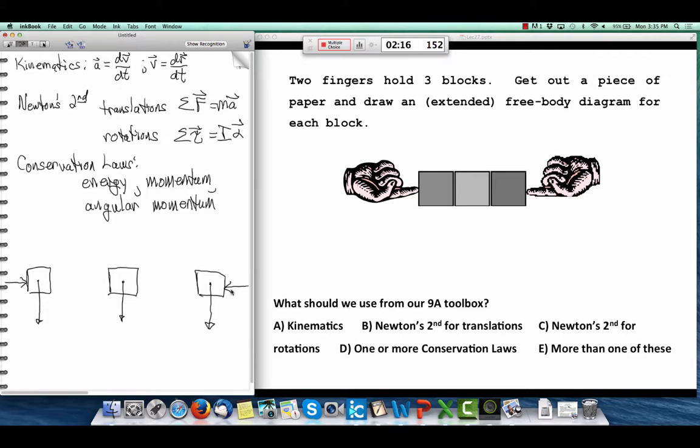Yeah, kinematics is just about accelerations and velocities and positions. Not dynamics, not where you have forces and things moving in time. Dynamics involves forces and torques.